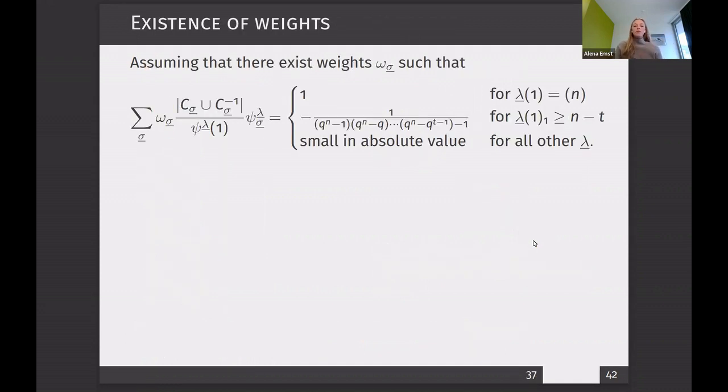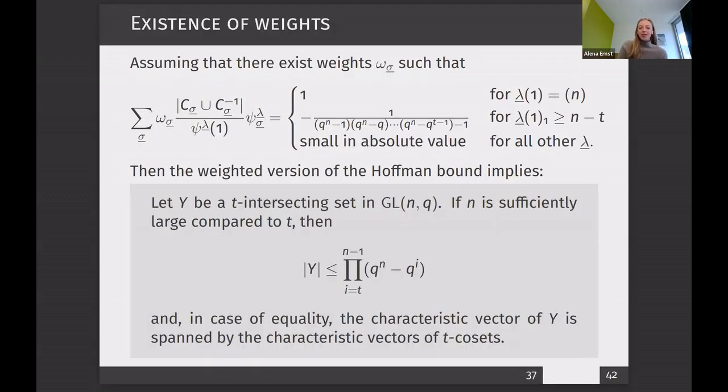So now, assuming that there exist these weights such that these were our minimal eigenvalues of the weighted linear combination, the one on the right and left hand side, and we just take these lambdas that we were speaking about the slide before, such that our minimal eigenvalue looks like this, and it only corresponds to the lambdas that we just picked a few slides before. And now applying the weighted version of the Hoffman bound gives us our desired upper bound on the size of t-intersecting sets of the finite general linear group.